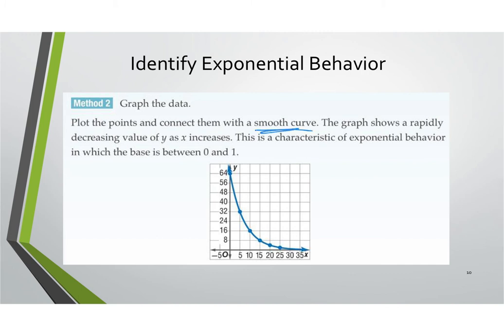Remember when we went over absolute value? It was a V shape. This is not a V. There are no sharp turns. It is a curve. It has to be a nice, smooth curve.